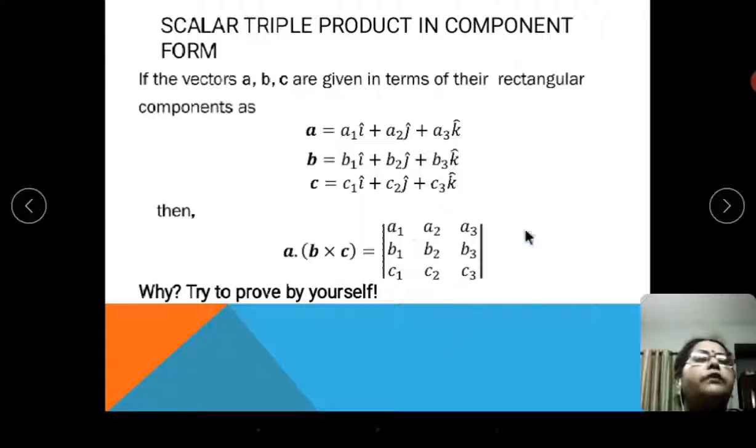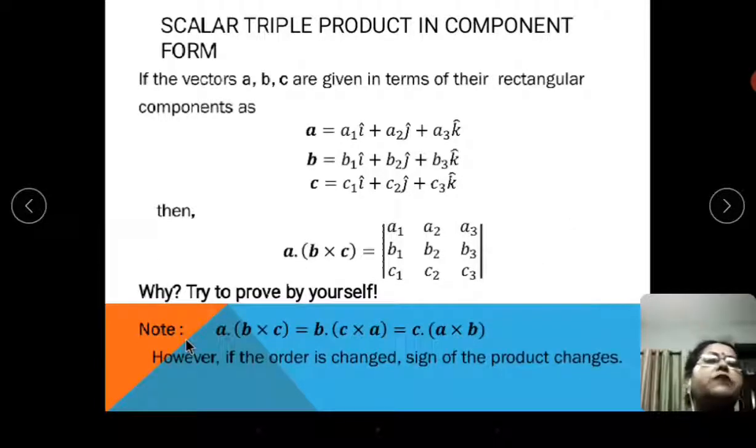Also, from here, if you remember the properties of determinants, we also get some more interesting results: A dot B cross C will be equal to B dot C cross A, equal to C dot A cross B. That means we have just shifted the vectors by one place in a cyclic manner, and the result of the scalar triple product remains the same. And this can be explained, as I have just told, by the properties of determinants.